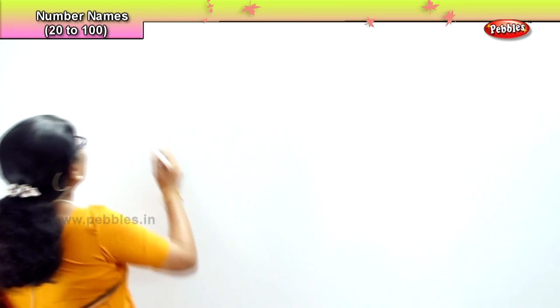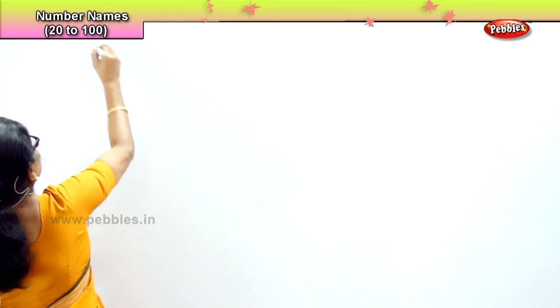Now we are carefully looking at the names of each number. Let us learn to write carefully. Number names, tens to 100. Okay? We're going to learn to write the number names.